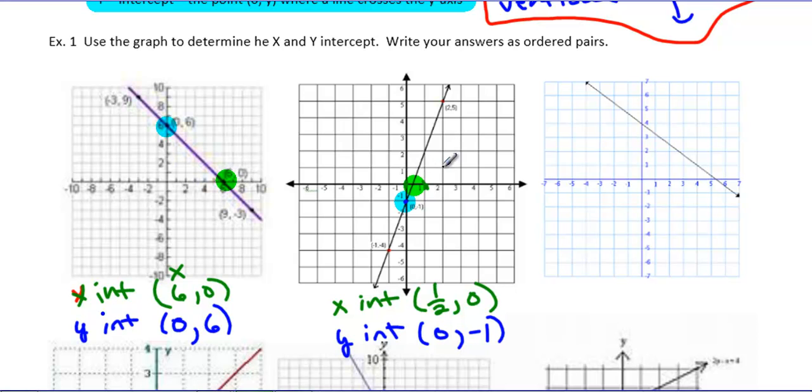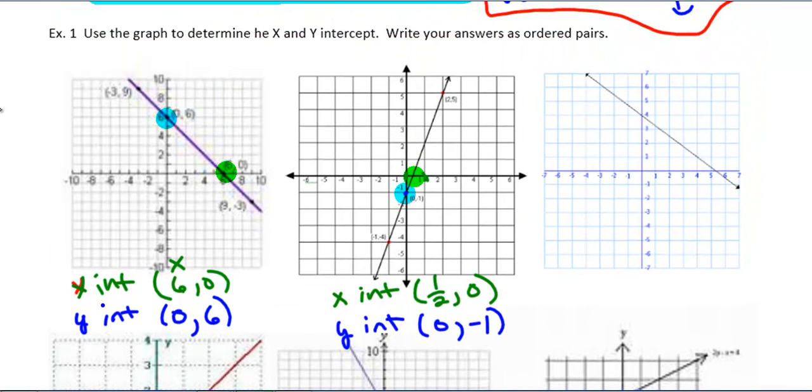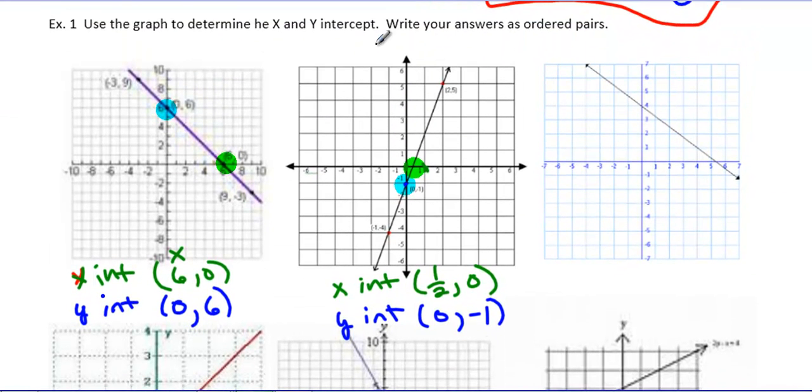We're only going to do one more in the video here, and then the other 3 will be saved for you tomorrow in class. Taking a look at the last one we're going to do here, again, my x-intercept is the point where my line crosses the x-axis. My y-intercept is the point where my line crosses the y-axis. When I look at these points, my x-intercept is right there in the middle of that green dot.